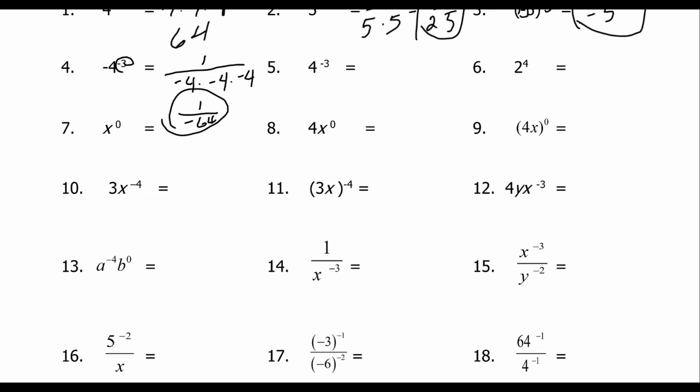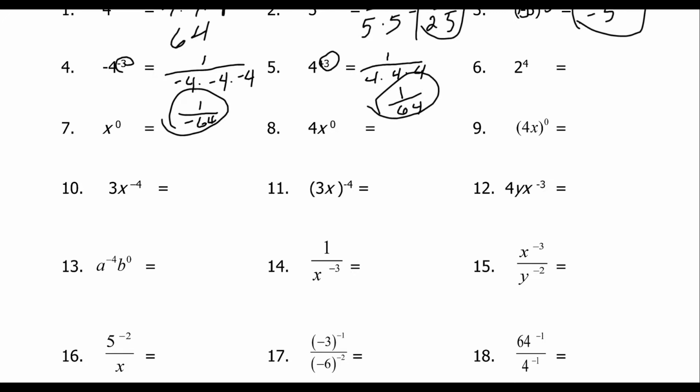Alright, and there's that. Now this one, very similar problem, but no negative on the front, so that means we're going to go 1 over 4 times 4 times 4. Now this is going to be positive 1 over 64.